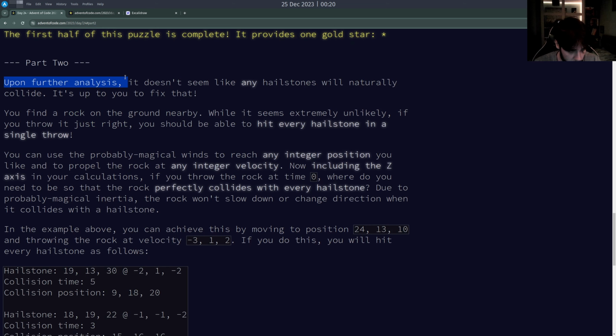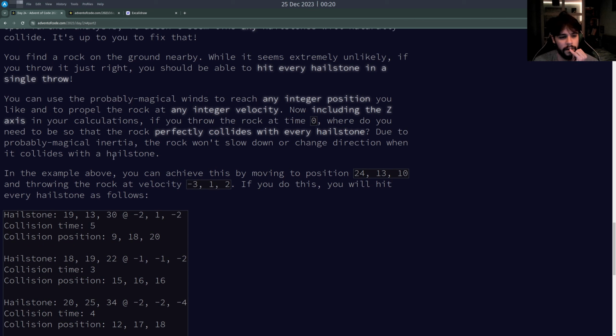We got it. Upon further analysis, it doesn't look like there's any hailstones will naturally collide. Great, no magical winds then. It is up to you to fix that. You find a rock on the ground nearby. While it seems extremely unlikely, if you throw it just right, you should be able to hit every hailstone in a single throw. You can use the probably magical winds to reach any integer position you like and to throw the rock at any integer velocity. Now, including the z-axis in the calculus, if you throw the rock at time 0, where do you need to be so that the rock perfectly collides with every hailstone?